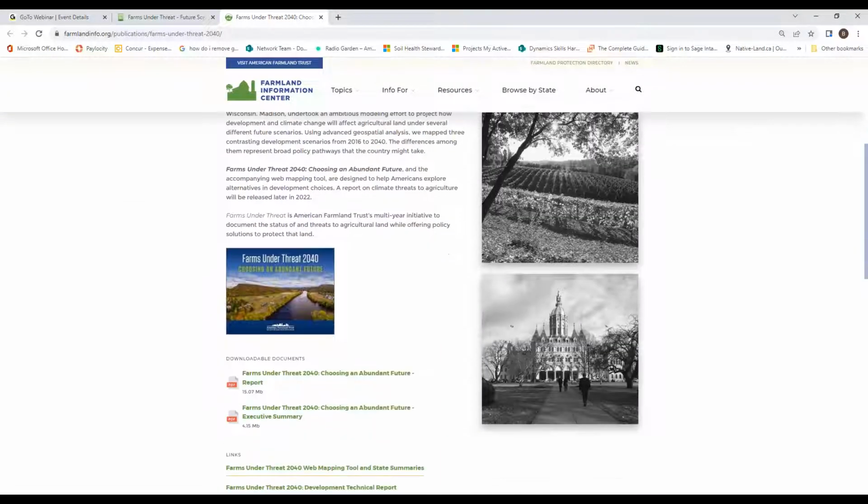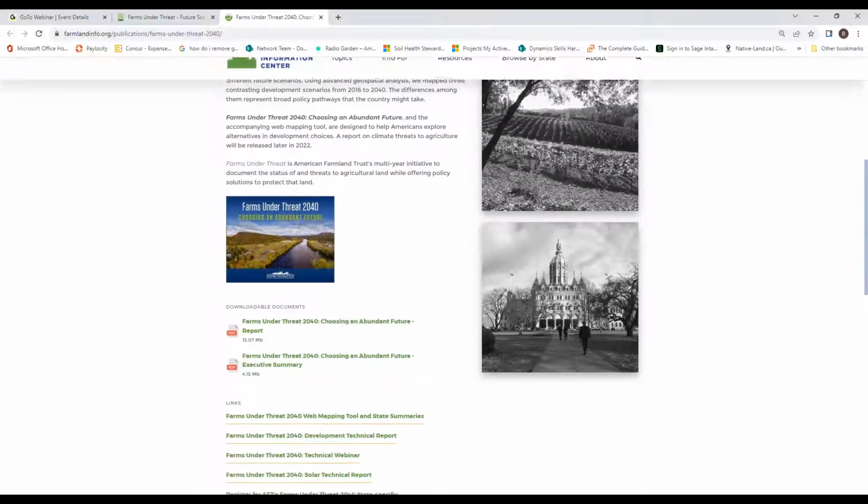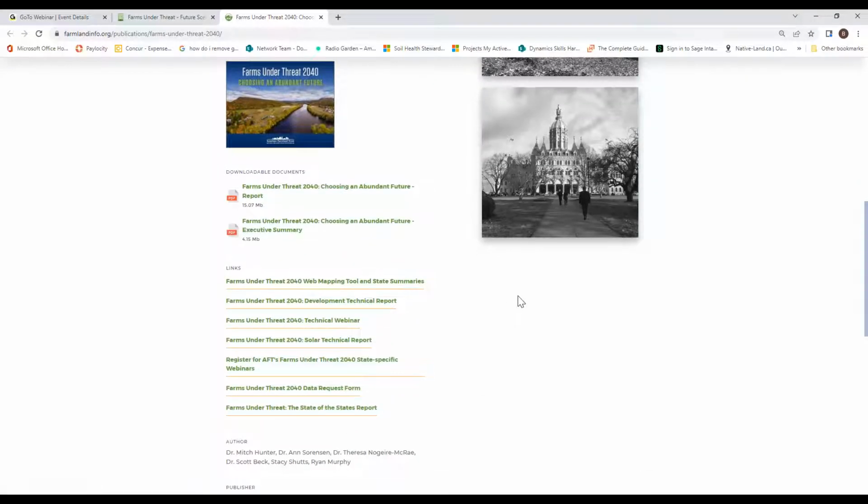And here there's a wealth of information about Farms Under Threat. So number one, there's the full report and the executive summary. There's a technical report for the modeling and the methodology. There's a solar technical report that looks at our solar mapping and what we found. And down below, you can also see access to the Farms Under Threat State of the States report, where again, you can find more information about how we did our PVR index, as well as past conversion.